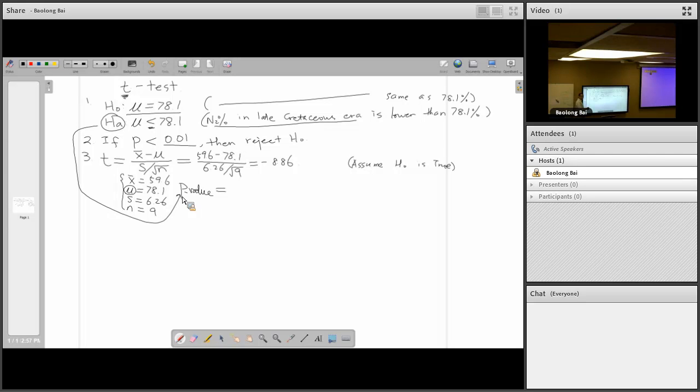So just practice. When you have a smaller than sign, the p-value will be the probability of t smaller than the calculated t. That's the definition. Then p-value is the probability of t smaller than calculated t. What's calculated t? Calculated t is right here, right? So that will be negative 8.86. So we're going to replace it here.